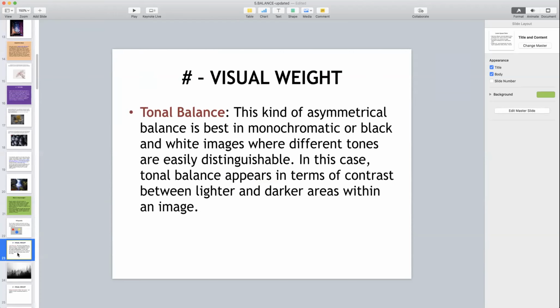थोड़ा बात करते हैं अलग अलग एलिमेंट्स की कि विजुअल वेट के अंदर क्या क्या चीजें आती हैं. फर्स्ट इज अ टोनल बैलेंस. टोन की बात हो रही है, टोनल वैल्यू की बात हो रही है. दिस काइंड ऑफ एसिमेट्रिकल बैलेंस, ये टर्म एसिमेट्रिकल हम बाद में डिस्कस करेंगे, बट यहाँ पर थोड़ा समझ लीजिए इसको किस कॉन्टेक्स्ट के अंदर बात हो रही है. This kind of asymmetrical balance is best in monochromatic or black and white images where different tones are easily distinguishable. In this case, tonal balance appears in terms of contrast between lighter and darker areas within an image.